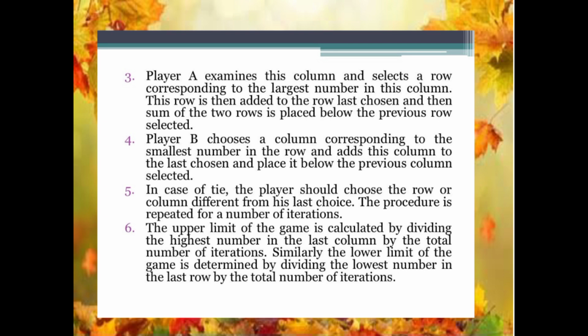Fifth, in case of a tie, the player should choose a row or column different from his last choice. This procedure is repeated for a number of iterations. The upper limit of the game is calculated by dividing the highest number in the last column by the total number of iterations. Similarly, the lower limit of the game is determined by dividing the lowest number in the last row by the total number of iterations.